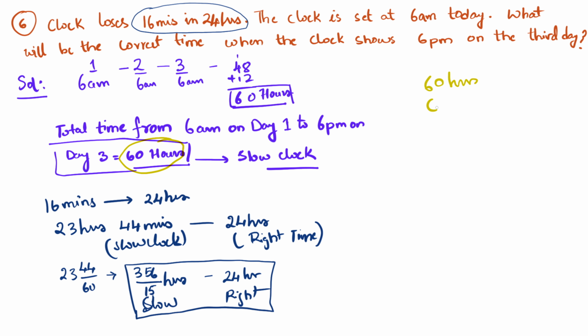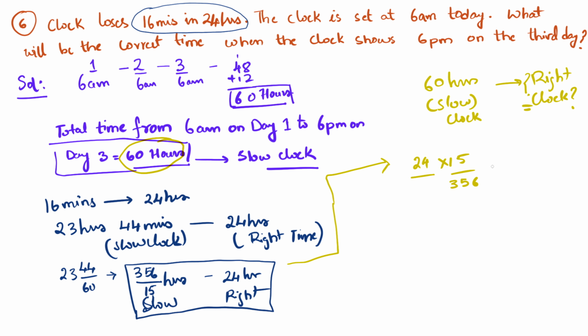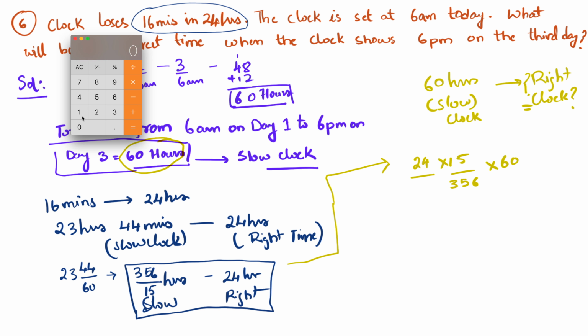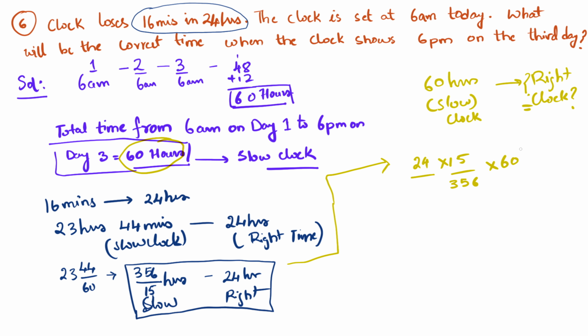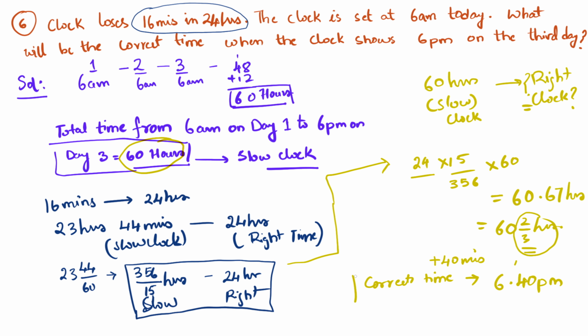Now we need to calculate for 60 hours of this slow clock, how many hours would a right clock have talked? So, by simple direct proportion, we have for 356 by 15 hours of slow, we have 24 hours of right. So, for 60 hours of slow, we have close to 60.67 hours of right clock, which is roughly 60 2 by 3 hours. This means a right clock would have moved 40 minutes more and that the time would actually be 6:40 p.m.